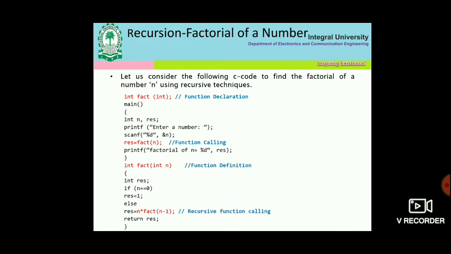Why have we done so? Because the factorial of 0 is 1. Else the result value will be n into fact of n minus 1, and this value is being returned from this function. Basically, a recursive function is calling a function again from inside the function it is being defined. So let us see how this program executes in the coming slides.